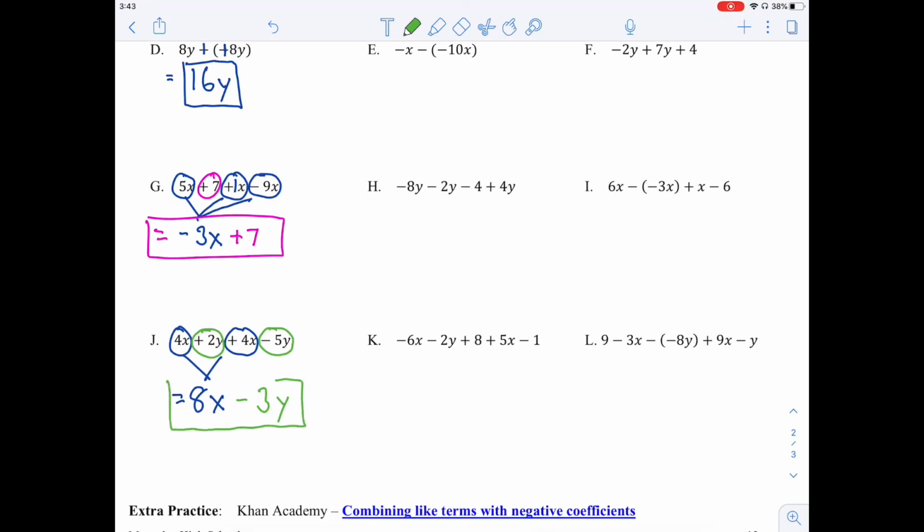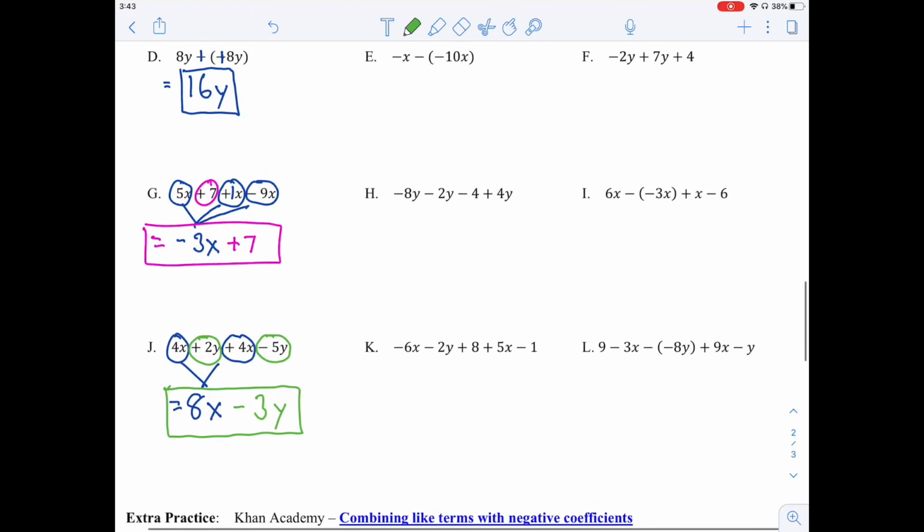Okay, so that's a little introduction to combining like terms. Try it out on Khan Academy. Try to get 100. Do your best. Keep doing it. Practice. Keep trying.